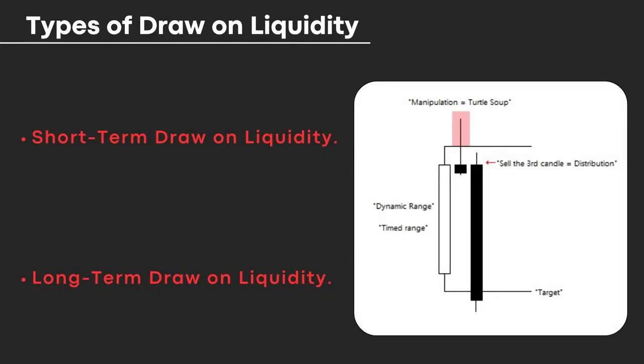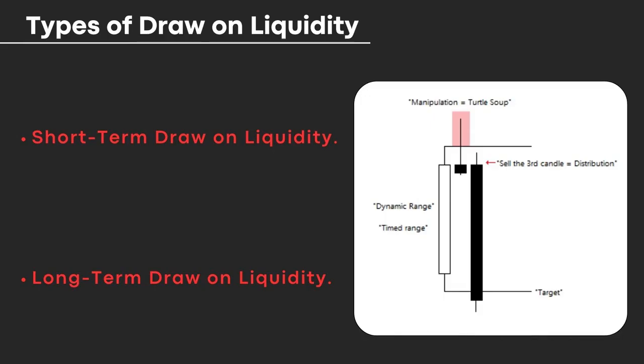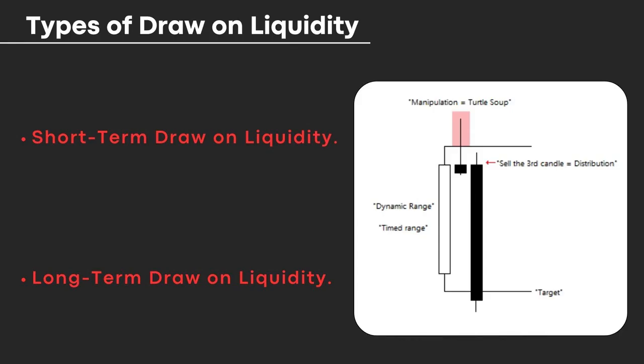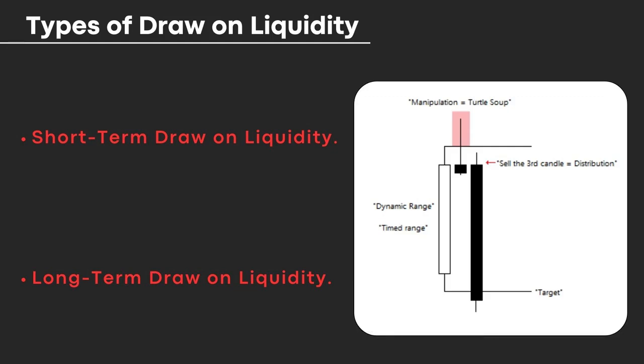Moving on. Now let's discuss the types of drawn liquidity. Inherently, we have two types of drawn liquidity. For most of you, this might be the first time you've ever heard that even drawn liquidity has types, but it's true. No one has really talked about it or even knows about these aspects. I came to know and realize these types through my own research experience and chart studies.